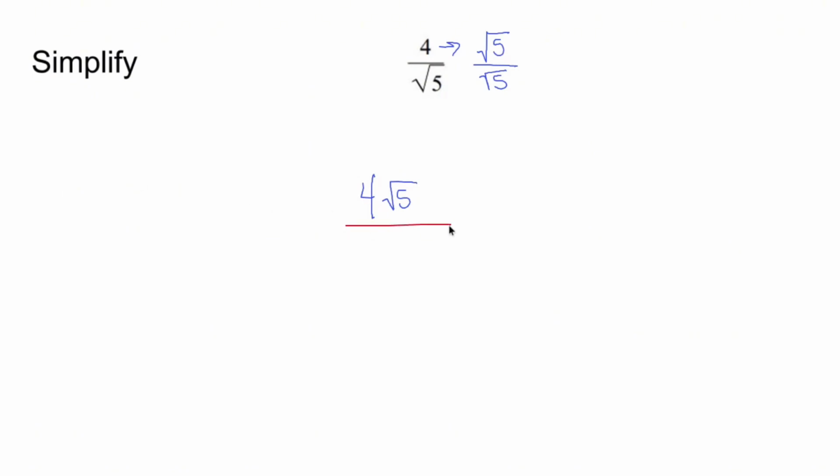What happens in the denominator is the square root of 5 times the square root of 5 has me multiplying inside the square roots and leaving me with the square root of 25. Why is that good news? Because the square root of 25 is 5. And now I don't have a square root in the denominator anymore.